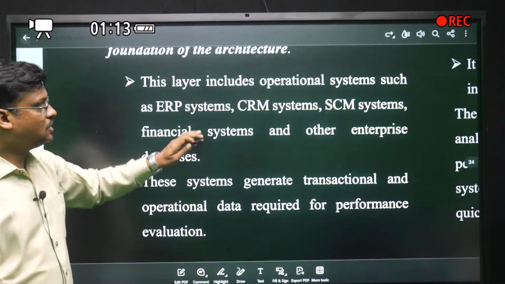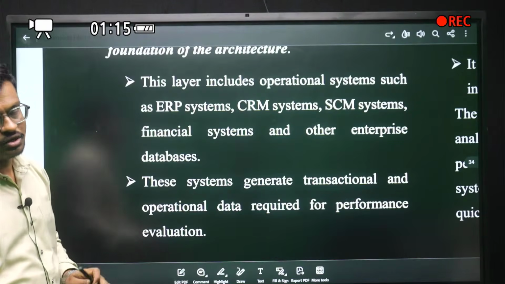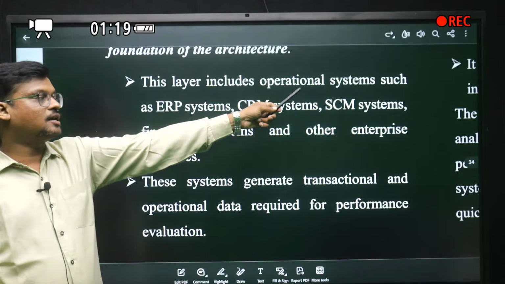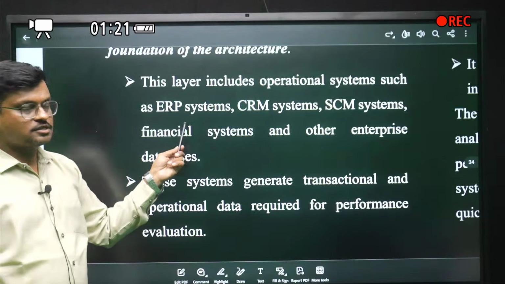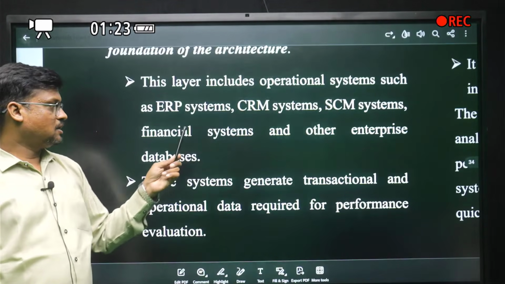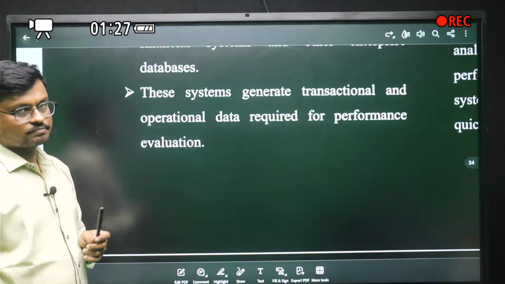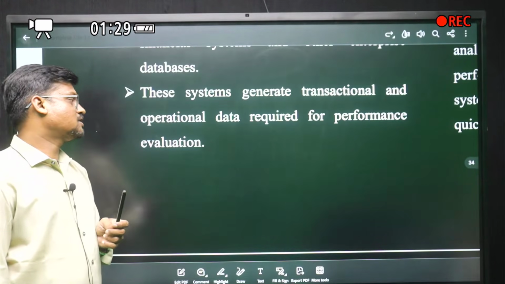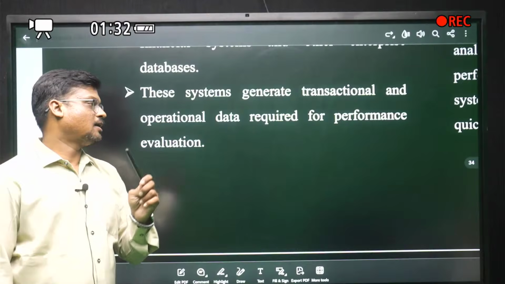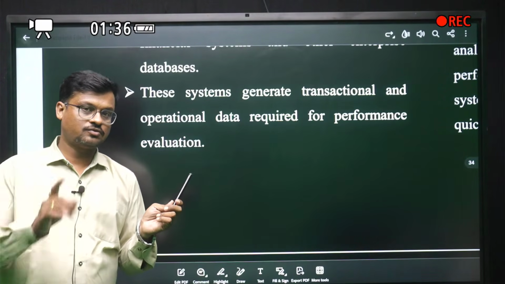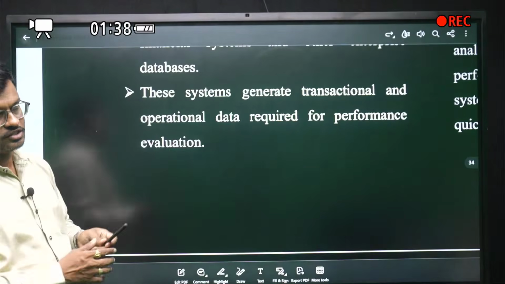Okay, so here we will be focusing on the foundation of your data. We will be integrating the data from various resources like ERP systems, CRM, SCM, financial systems, and other enterprise databases. This system generates transactional and operational data required for your performance operation. The actual transactions flowing into your organization are focused here.